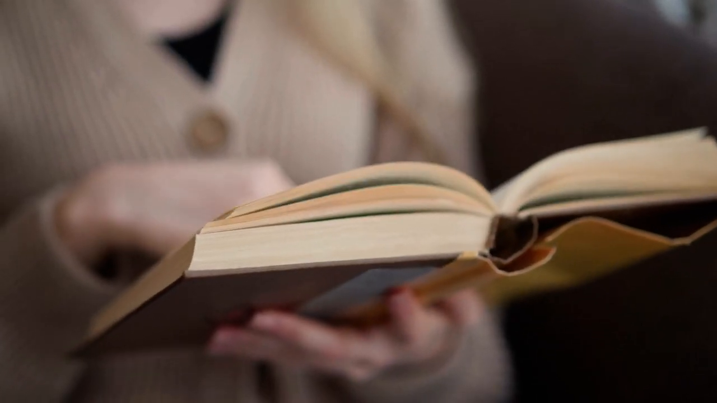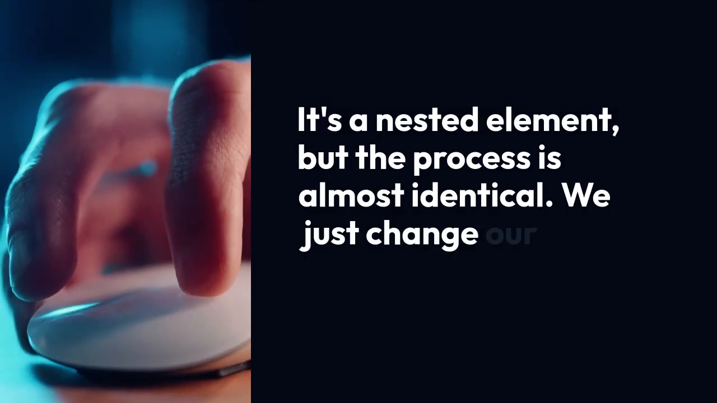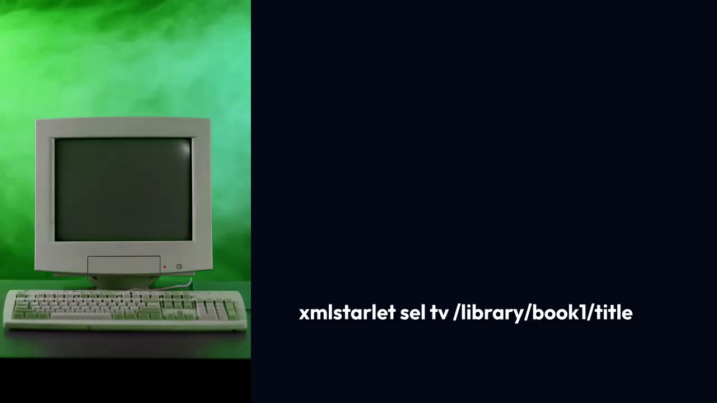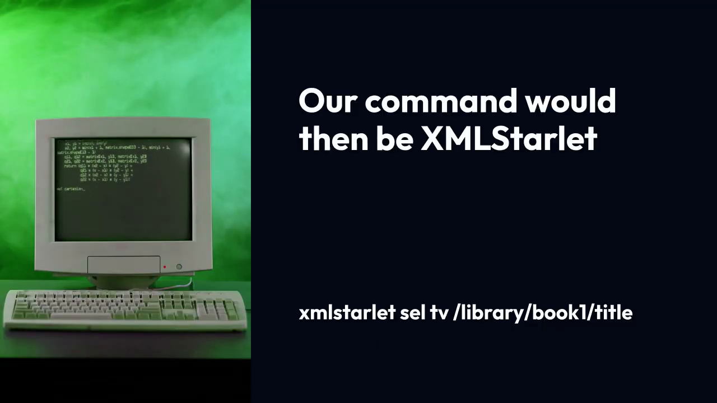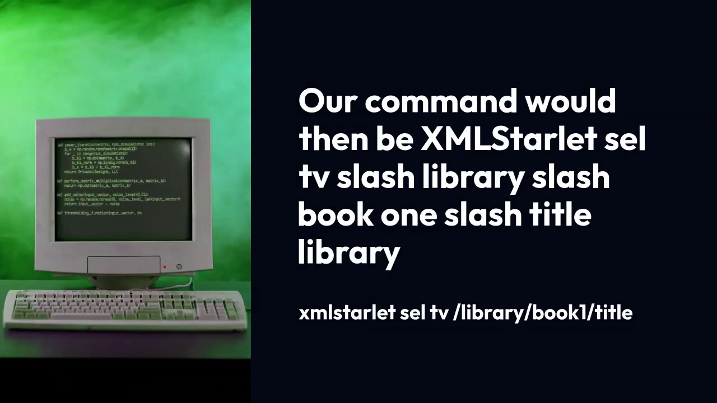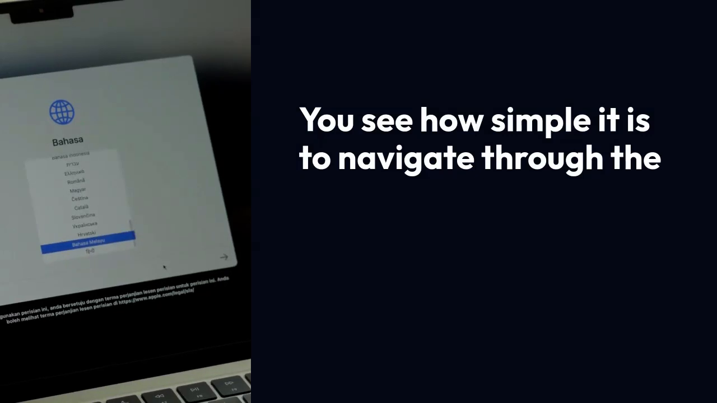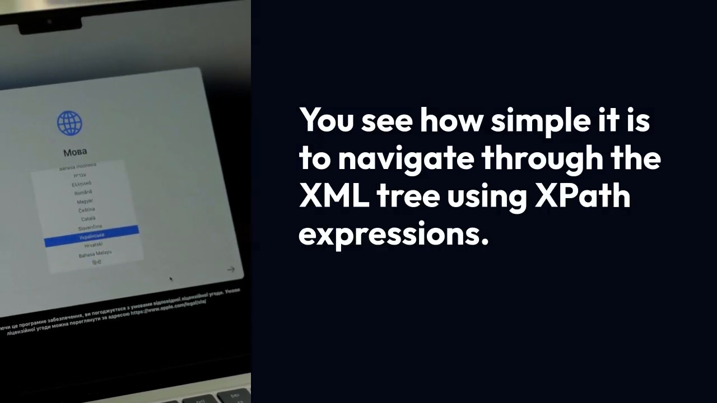Next, what if we want the title of that same first book? It's a nested element, but the process is almost identical. We just change our XPath. The XPath becomes /library/book[1]/title. Our command would then be xmlstarlet sel -t -v /library/book[1]/title library.xml. This would give us The Great Adventure. You see how simple it is to navigate through the XML tree using XPath expressions.